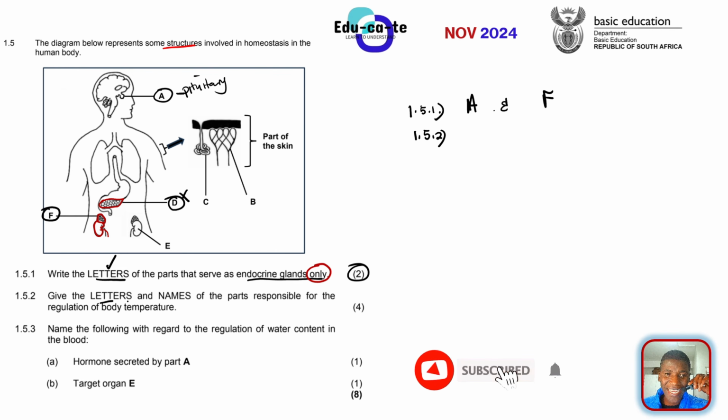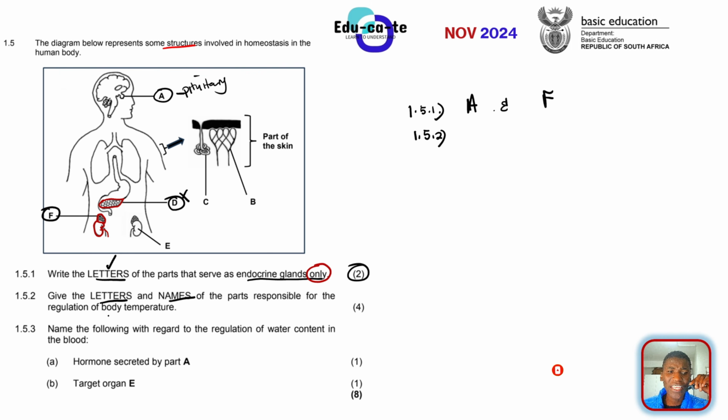Now give the letters and names. Instruction, guys: the letters and names of the parts that are responsible for the regulation of body temperature. So the regulation of body temperature depends on the skin, and according to this diagram we can see something related to the skin, because this is pointing at the skin of a human being, and this arrow is showing us the microscopic outlook of what is happening. So here we can see something which is part of the skin. Once we talk about the skin, we already know that we are regulating body temperature, or we are reducing body temperature, or we are increasing body temperature, depending on the conditions outside.